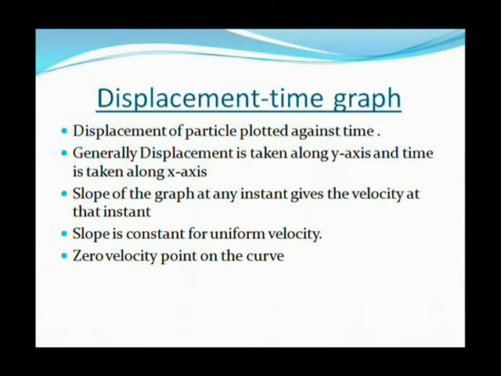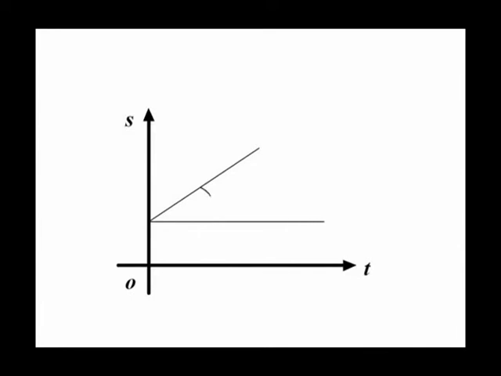Now let's talk about the displacement time graph. In a displacement time graph, the displacement of a particle is plotted against time. Generally we take displacement along the y-axis and time along the x-axis. So first let's see a typical displacement time graph. Here, as we can see, the displacement is taken along the y-axis and the time is taken along the x-axis.